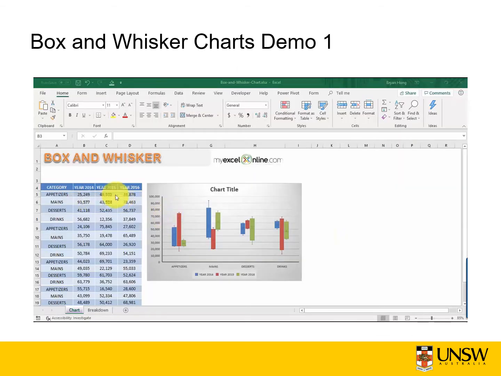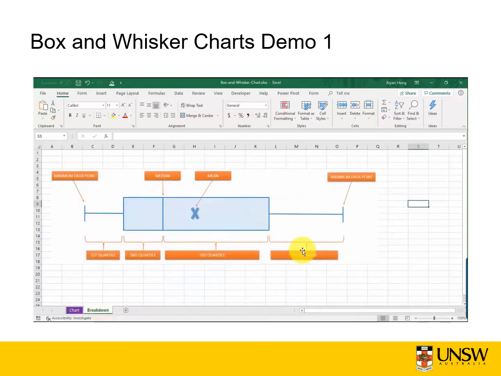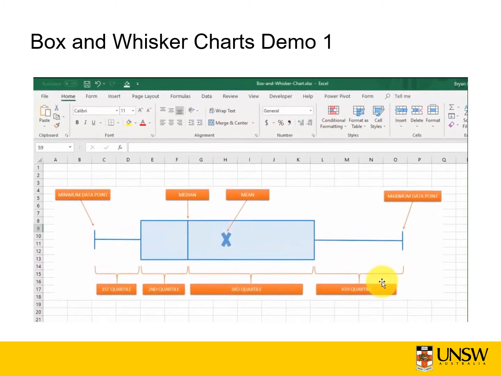So we have our data set over here, and then this is the resulting box and whisker chart that we're after, right? But before we start creating our chart, what I want to go to is just this breakdown over here so that you can have a proper understanding of what a box and whisker chart is. Pretty much this chart shows you the distribution of a data set, right?